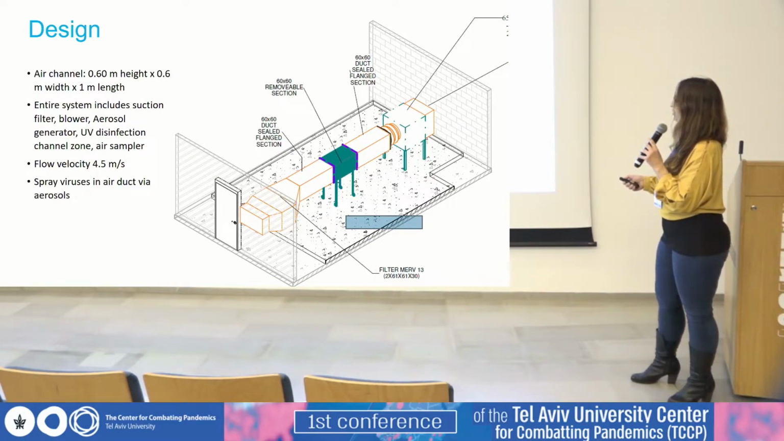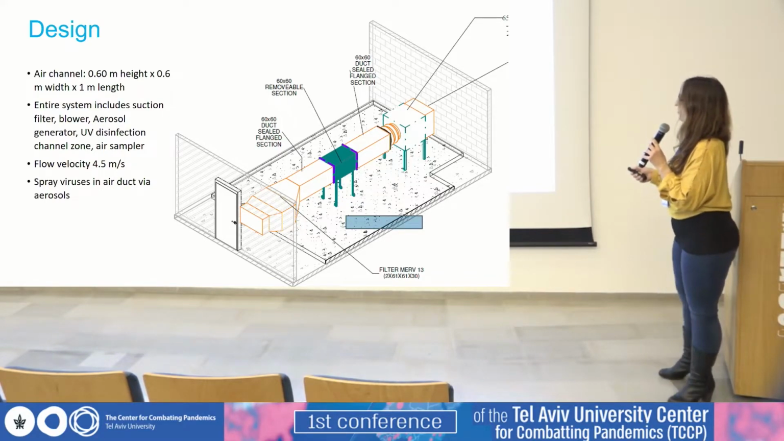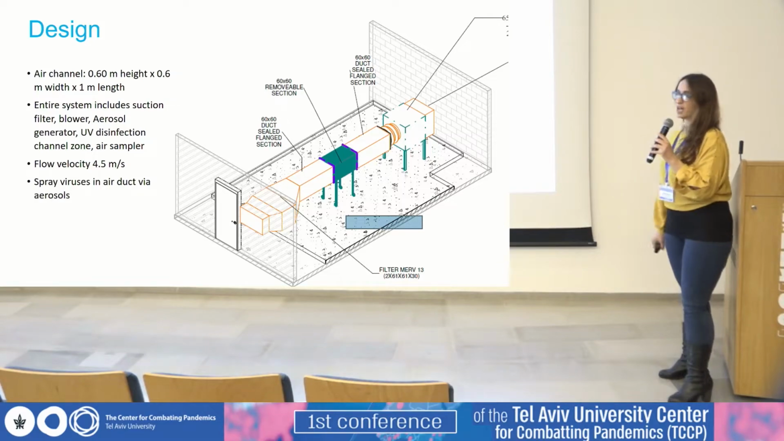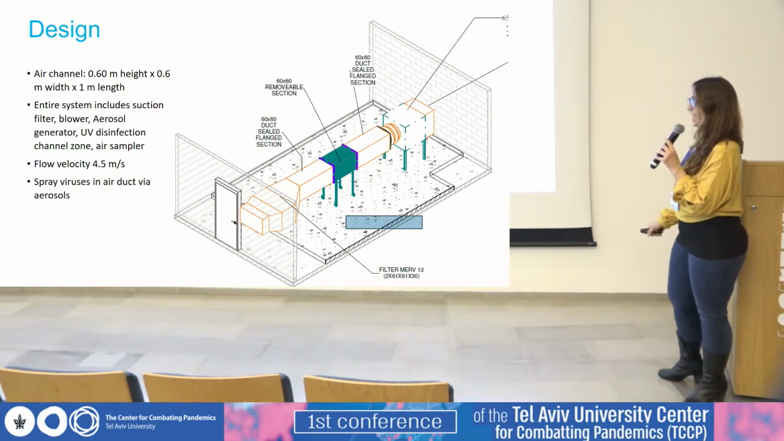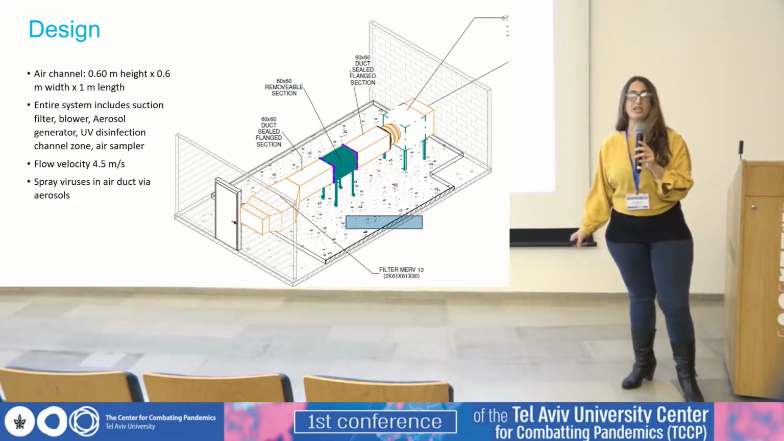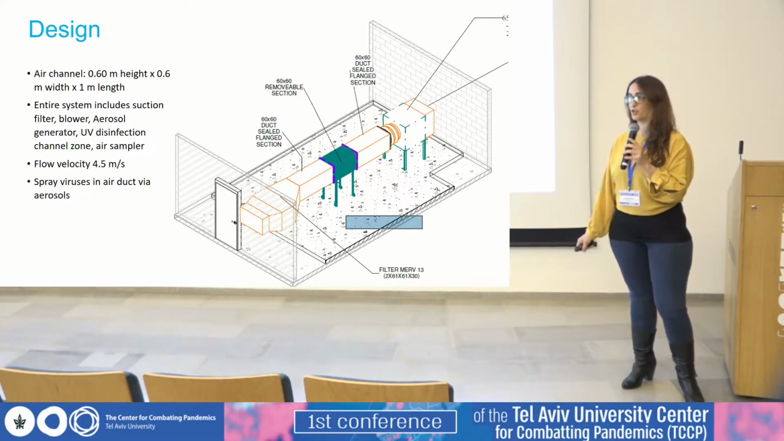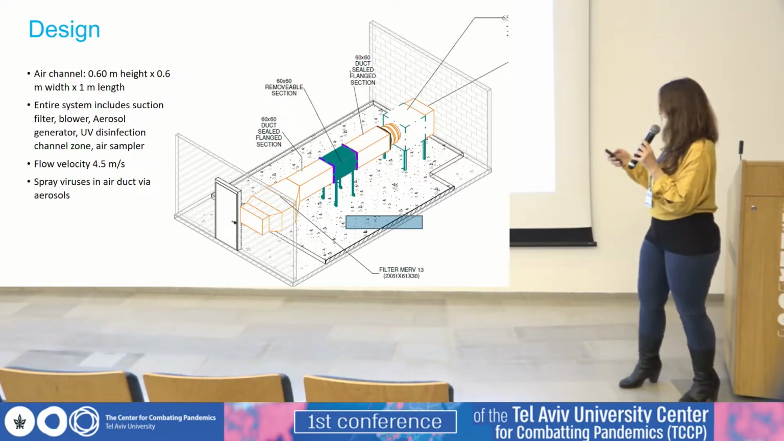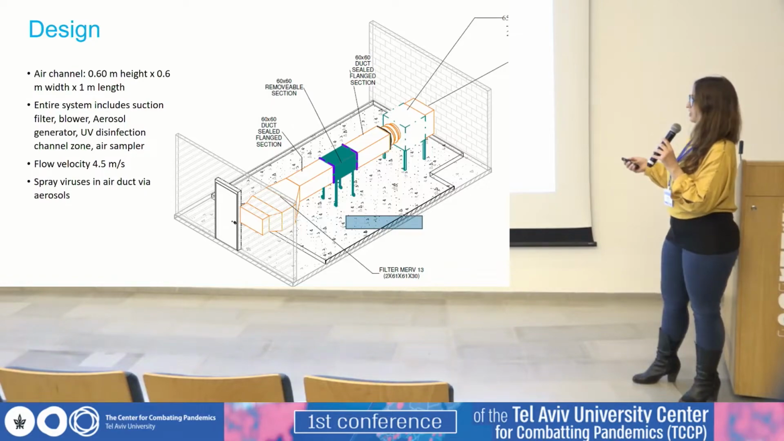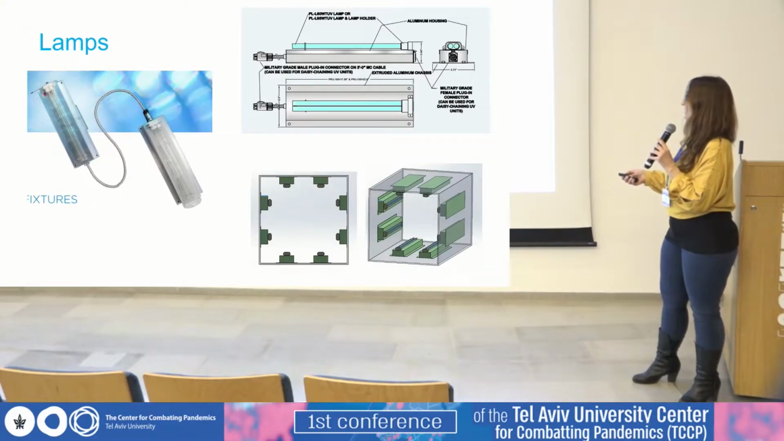Here we have the UV system, and here we have the air sampler. The flow velocity would be 4.5 meters per second, which is 6,000 cubic meters per hour of air. And this lab is near the medical school.